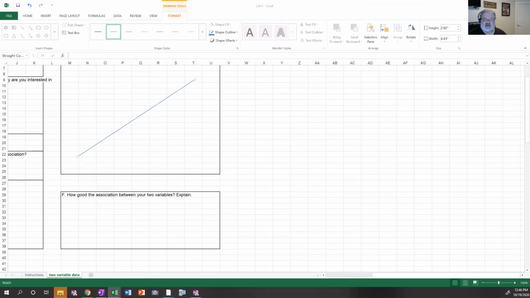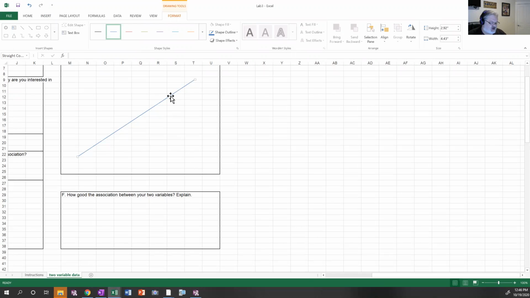A positive association isn't a good association. A positive association means that as one variable increases, the other variable also increases. Fair? And you can think of it like a slope. It's a positive slope. Fair?